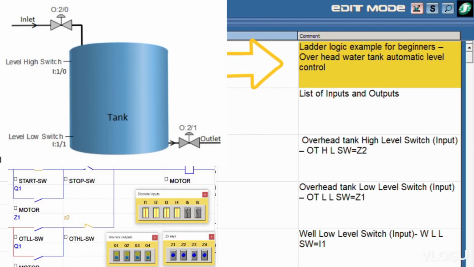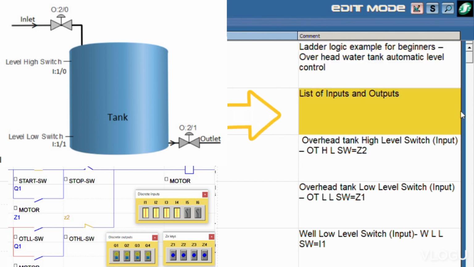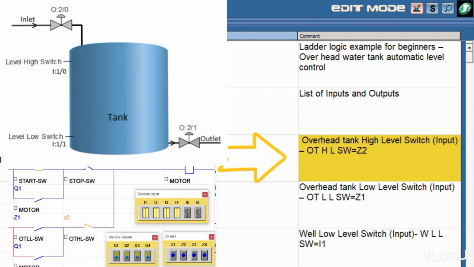Overhead water tank automatic level control system. List of inputs and outputs. Overhead tank high level switch input, OTHL SW, assigned to Z2.